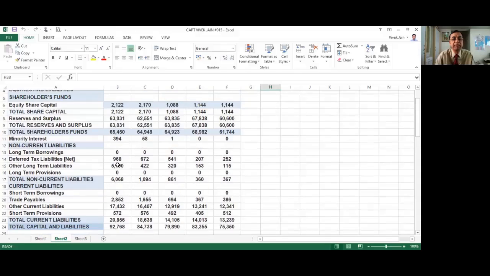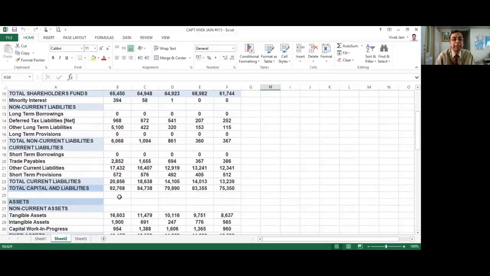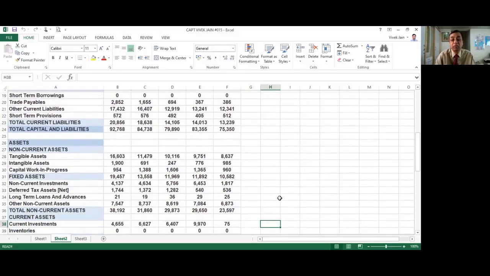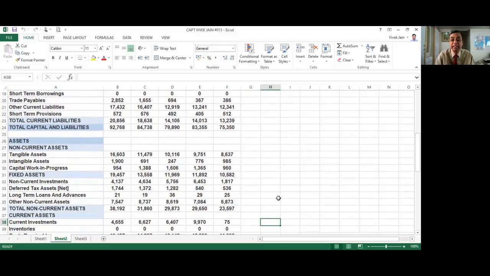This, when combined with the total shareholders' fund, becomes the total liability of 92,768 crores. Now, assets also will have to match this 92,768 crores, and that is how what is called a balance sheet, balancing each aspect, you see.